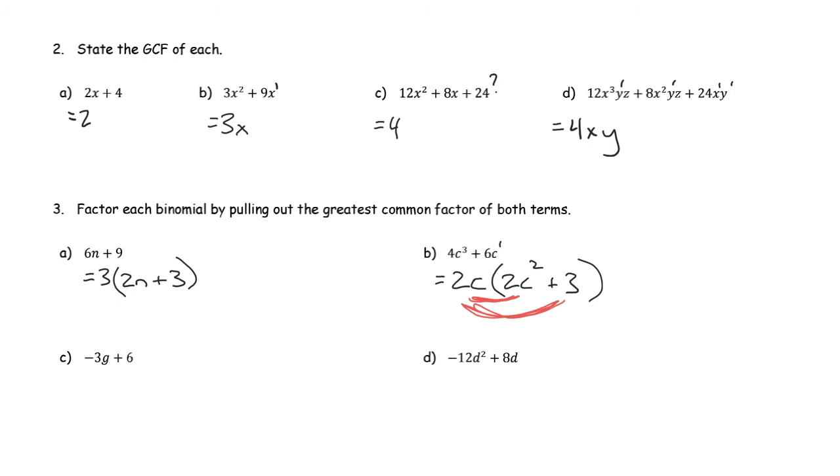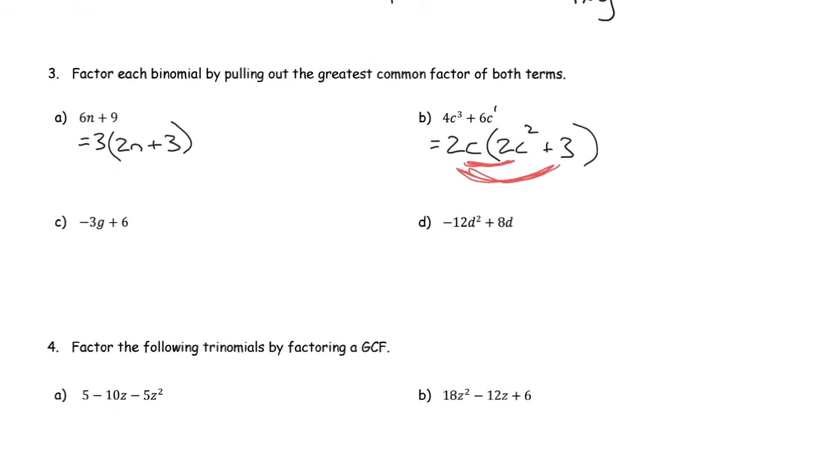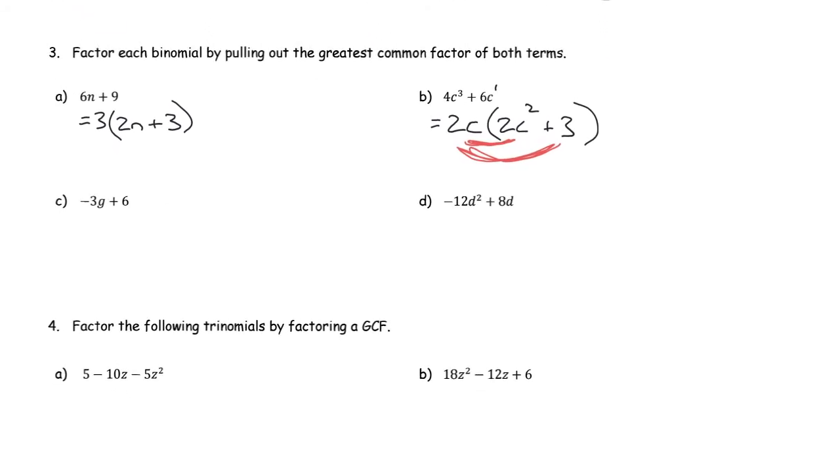Okay, it's still the same expression. I haven't changed the value of anything. We've just changed how we're writing this. That's it. So for this next one, I've got this negative 3g plus 6.